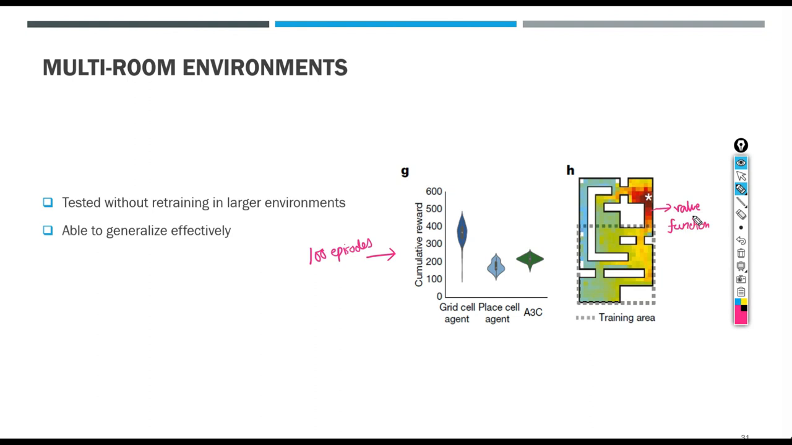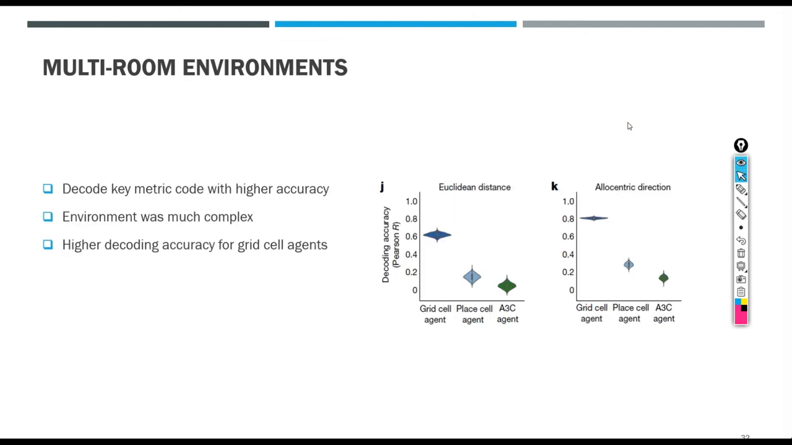We can see that the dotted line shows the extent of the original environment. For a considerably larger environment, the grid cell agent was able to approximate the Euclidean distance using a higher value function. And now in this figure, we can see that the grid cell agent outperformed the place cell agent and the deep reinforcement learning control agents on the figure on the right.